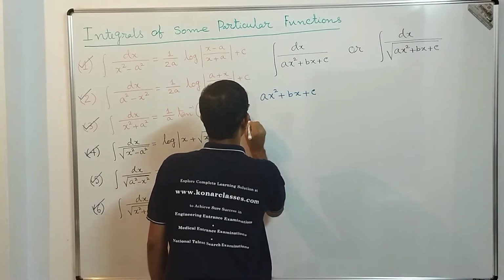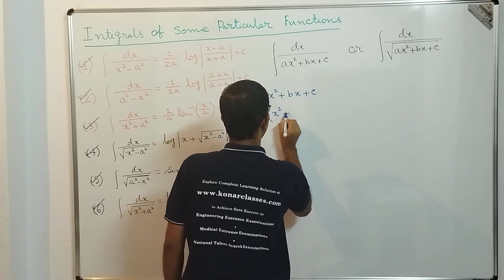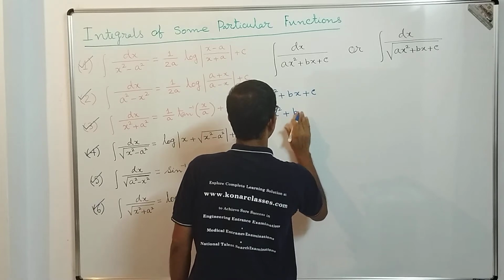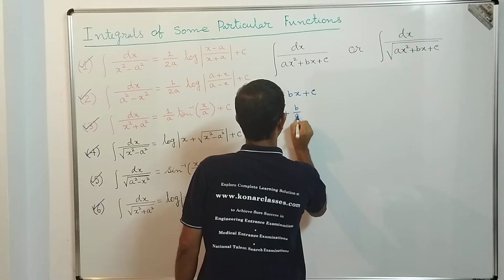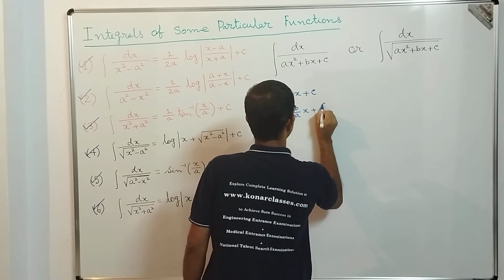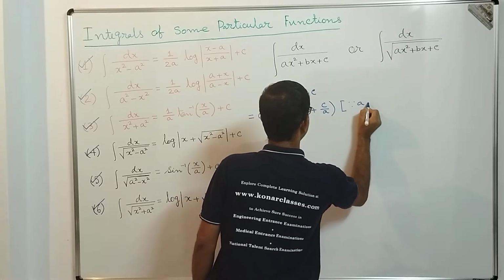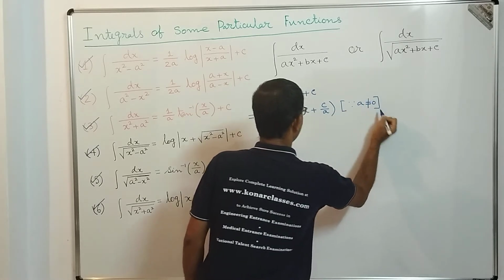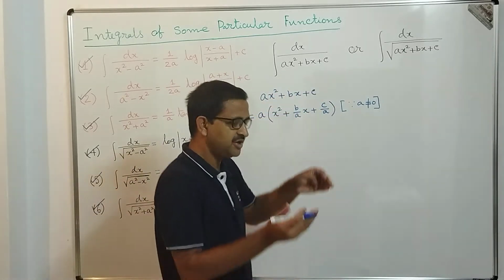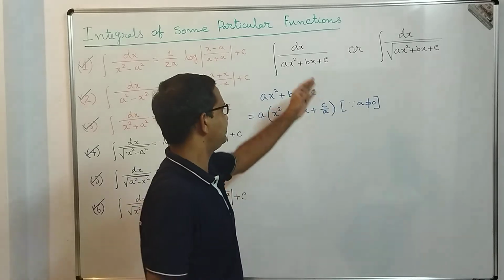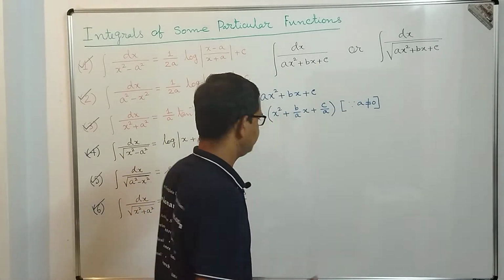We can take a common, then we get a times x square plus b by a into x plus c by a, since a is not equal to 0. Because if a is equal to 0, then this quadratic expression reduces to a linear expression and it is very simple to integrate. That's why a is not equal to 0 in our discussion.